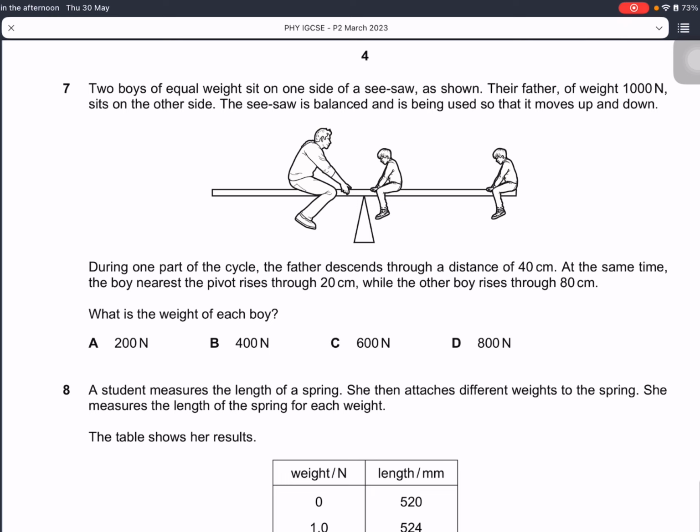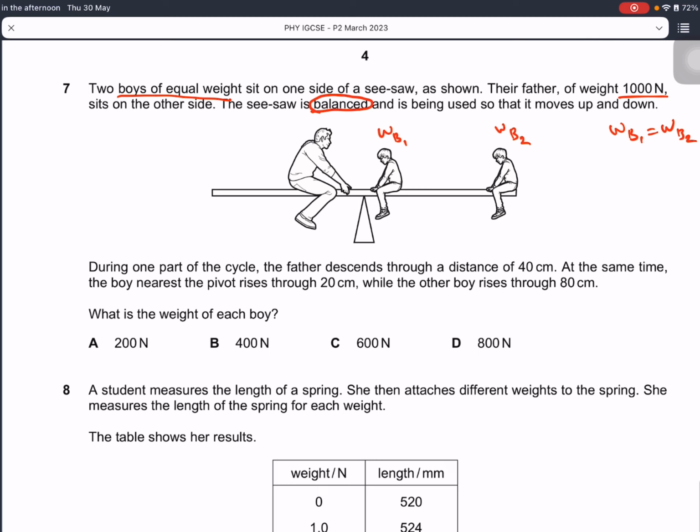Question number 7. 2 boys here of equal weight. Weight of B1, weight of B2, and they are equal. You can just call it weight of boys, B. They sit on one side of the seesaw. Their father sits on the other side, having 1000 newtons here. The seesaw is balanced and being used so that it moves up and down. So it's balanced. It's a very important part here.